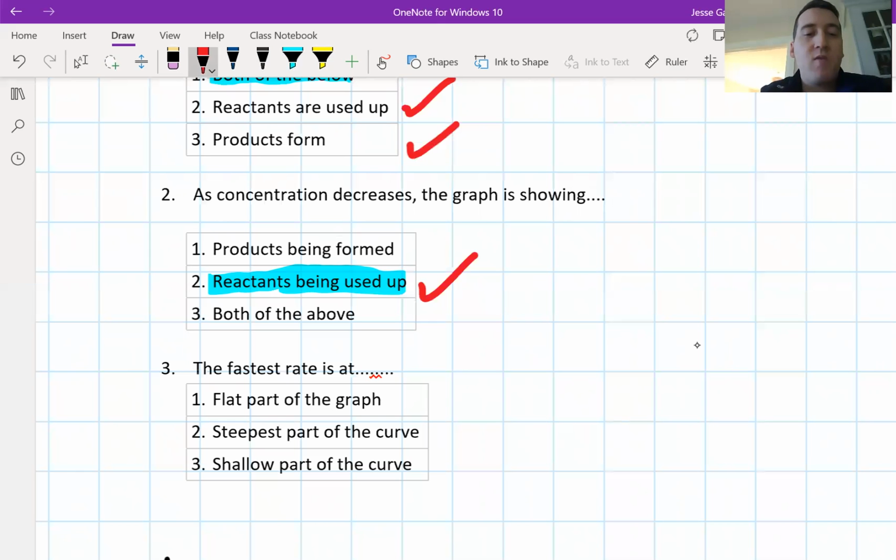The fastest rate is at, hopefully here you said the steepest part of the curve. The steepest part of the curve shows that it's changing at the fastest rate. So that shows us that the rate is highest there. Well done, if you got that right.